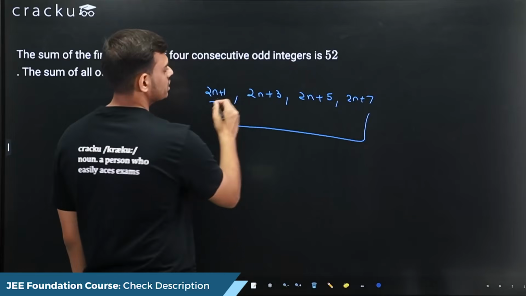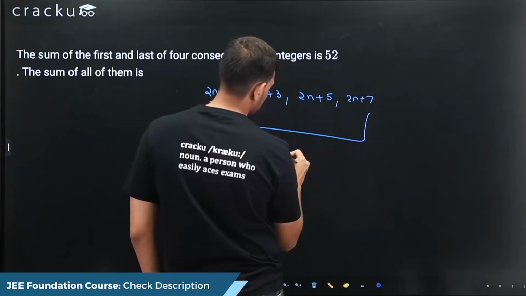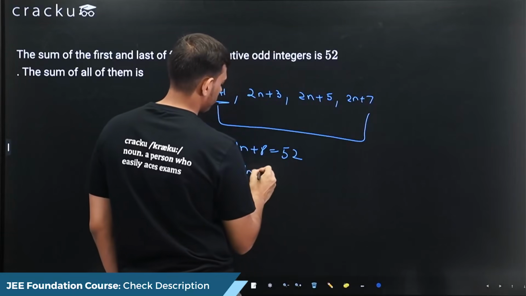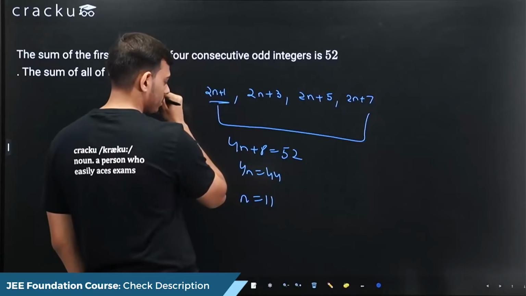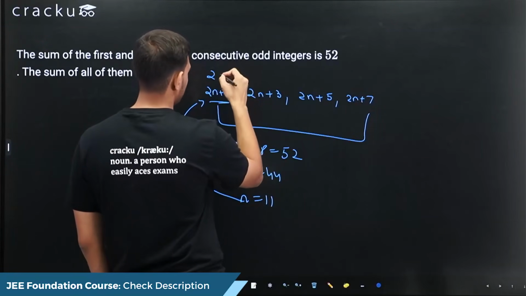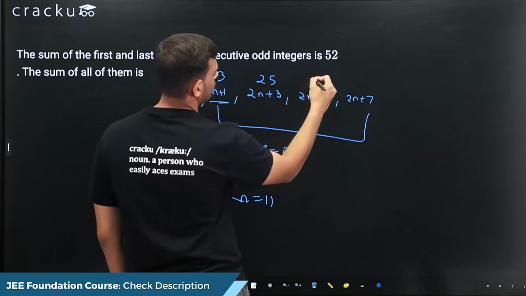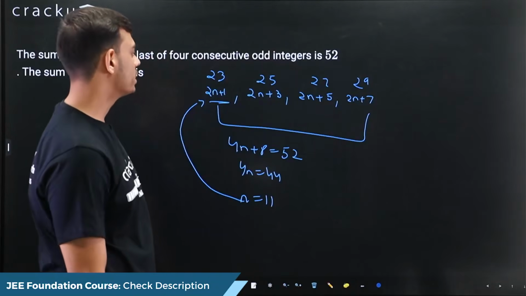is 52. Their sum, 4n plus 8, is equal to 52. 4n is 44, n is 11. If I put the value of n here, I get 23, 25, 27, and 29. These are the 4 consecutive odd integers.